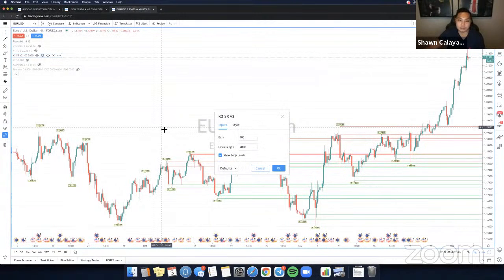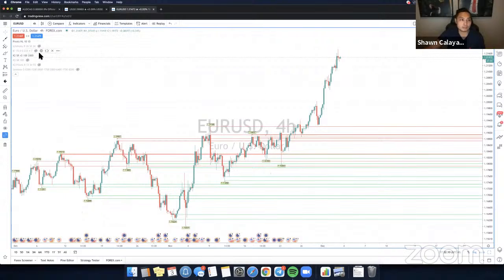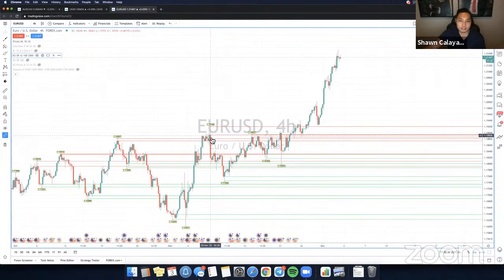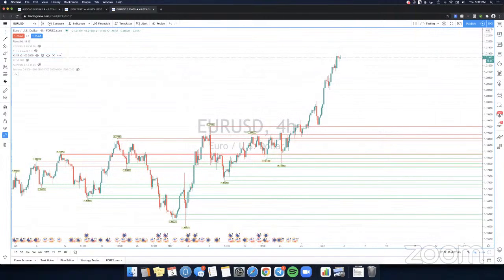So basically, there's a couple of settings that you can change on the K2SR that I use. Generally, I have the setting set to 100 bars, and then I have the line length set to 2000 so that they go across the entire chart. Then on top of that, I check off this right here, show body levels. I'm not sure if you have that checked off, but I find this to hold a lot better because it ends up getting these zones that are well connected. Yeah, I got you on that one.